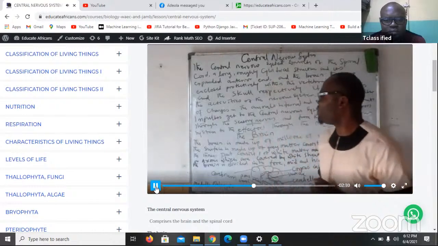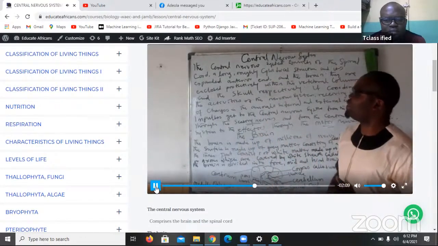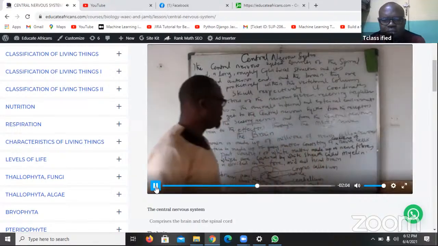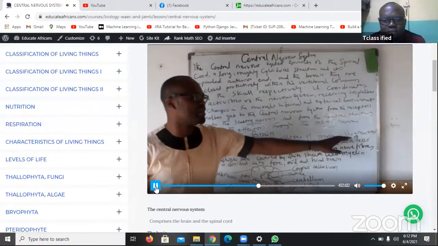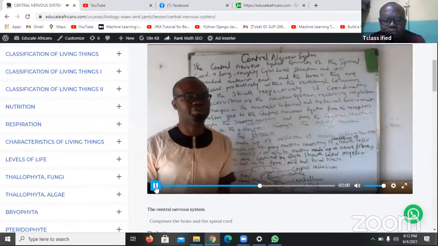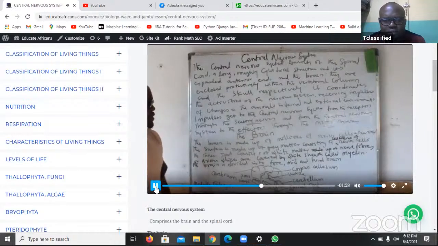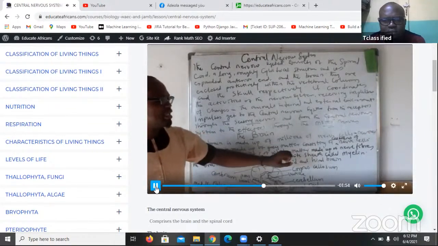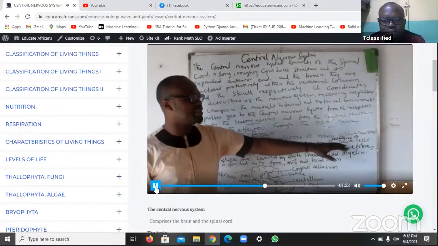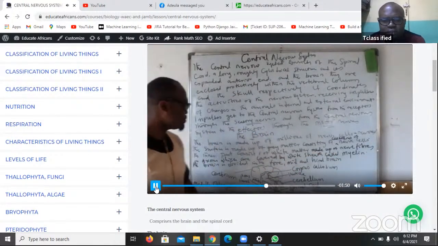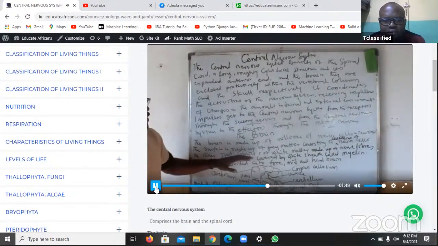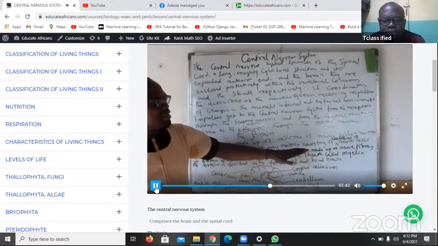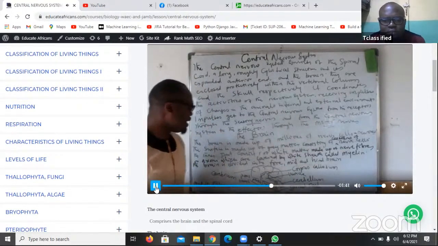Now we look at the very important part of the central nervous system, the brain. The brain is simply made up of millions of nerve cells, which you can also call neurons. The surface of the brain is made up of gray matter, which basically consists of cell bodies of nerve cells, whereas the inner part of the brain consists of white matter that is made up of nerve fibers.